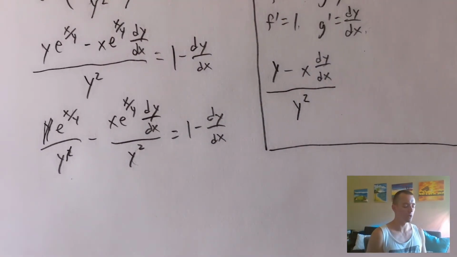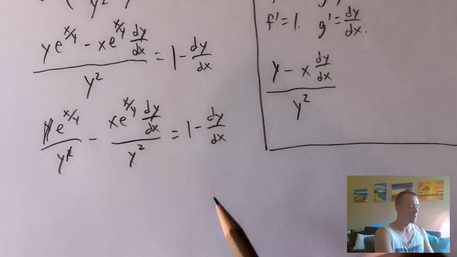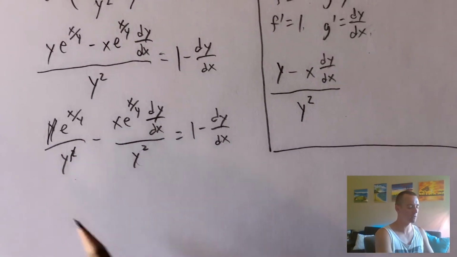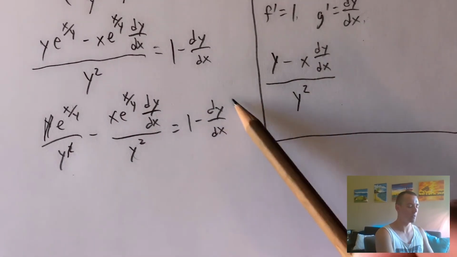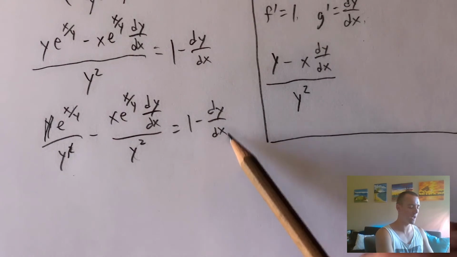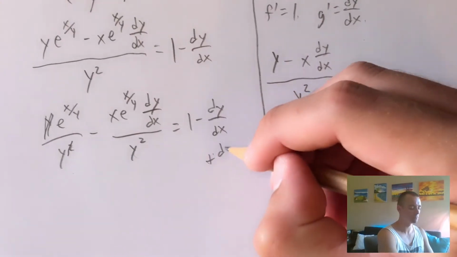So now that we've expanded everything out, we want to get all of our dy dx terms on one side of the equation and all of our non-dy dx terms on the other side. We want to get them separated. So this does not have a dy dx. We can go ahead and subtract that over to the other side. And then we do have a dy dx here, so we can add that over to this side.